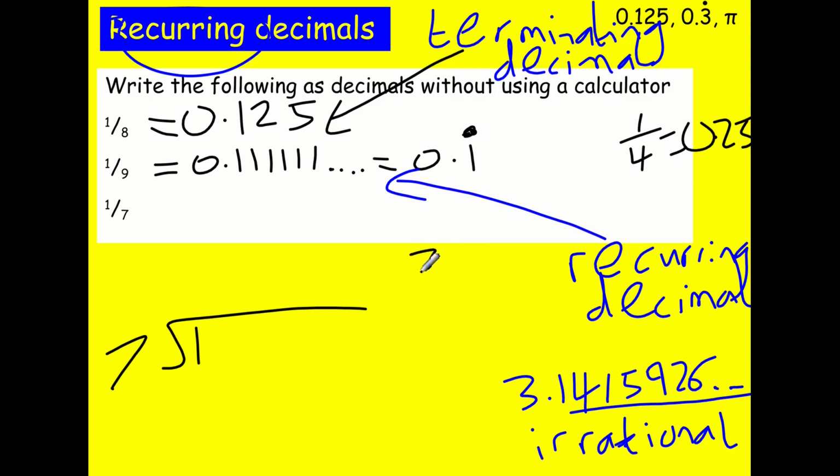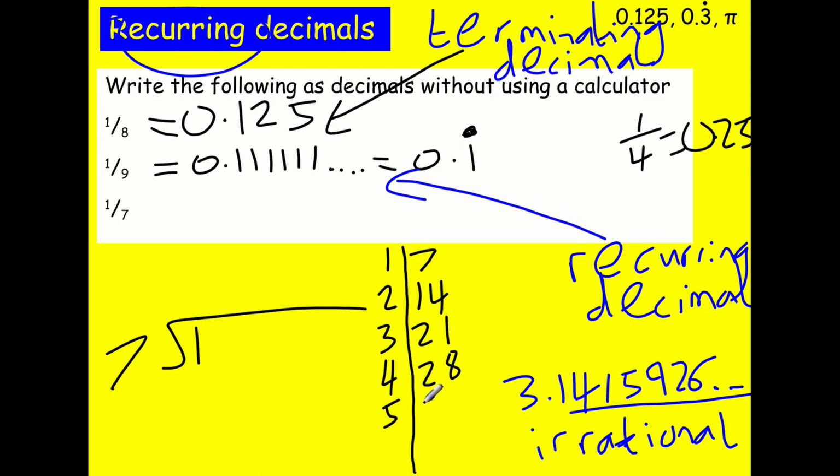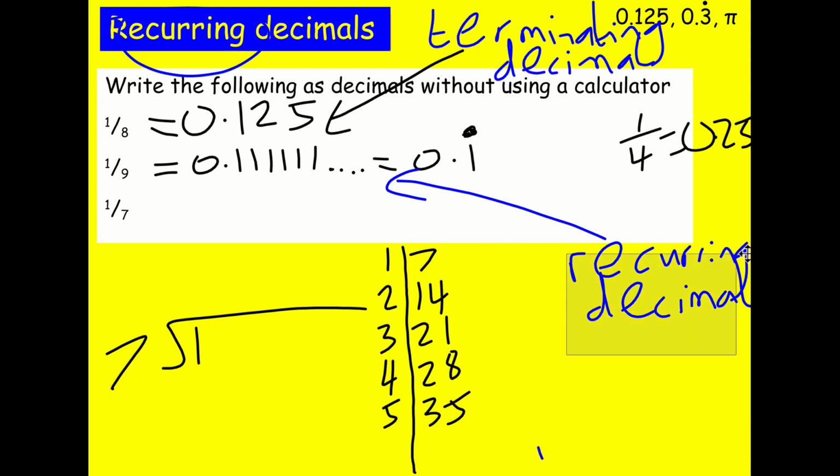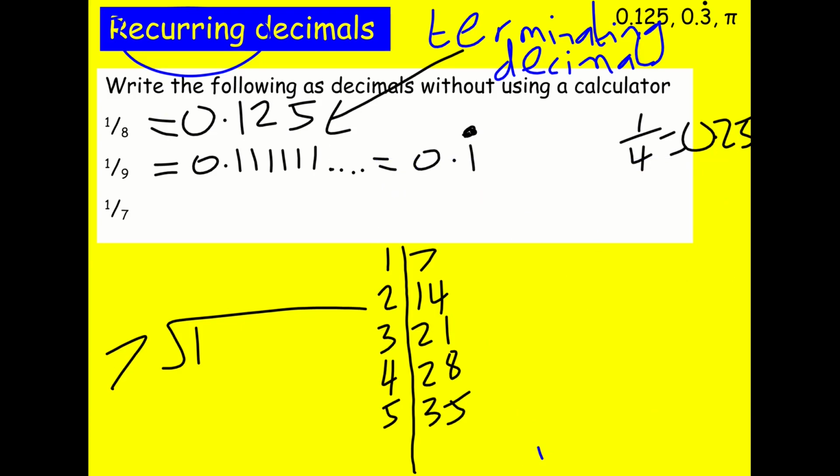7 times table. Well, then what you need to do is make a little list of 7 times 1, 7 times 2, 7 times 3, 7 times 4, 7 times 5, and so on. Keep going, because we can still use this if we didn't know our times table. If we were dividing by 17, for example, you'd have to do that. So let's keep going: 6, 7, 8, 9, and 10.